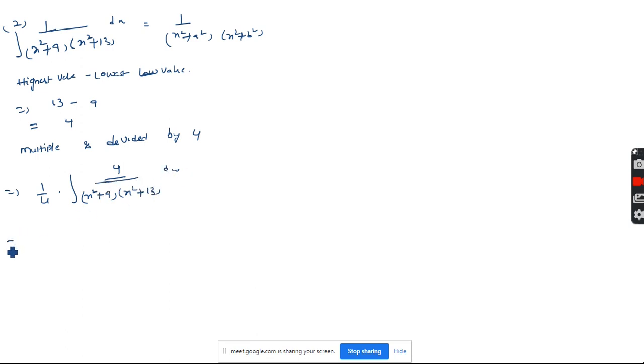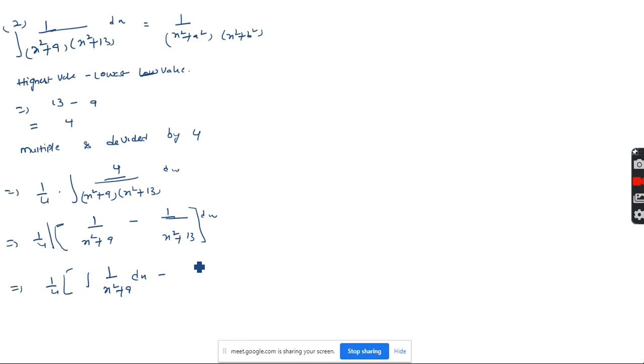And next we write the lowest minus highest value. The lowest term here is 1/(x² + 9), and next the highest value, x² + 13. That is the integration of this value, and we separate the two terms: 1/(x² + 9) and 1/(x² + 13). The integration can be separated: integration of 1/(x² + 9) dx minus integration of 1/(x² + 13) dx.